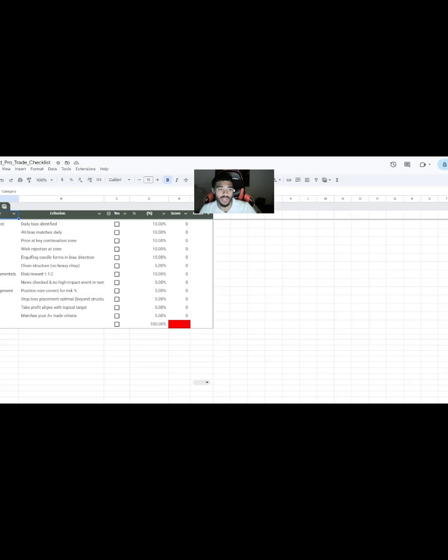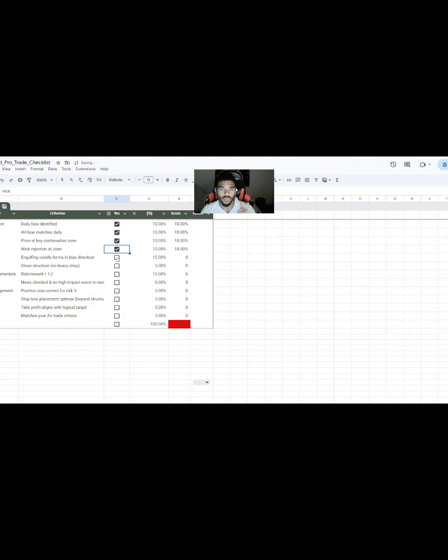Also just a quick one, because I know I did say buy, but this is my trading log. Essentially, this is how I mark out whether or not I'm going to place a trade. So obviously identify the daily bias. Yes, if it's in whichever direction. The 4-hour bias has to match the daily bias. You've got price at a continuation zone, so obviously if it's a support or resistance level.